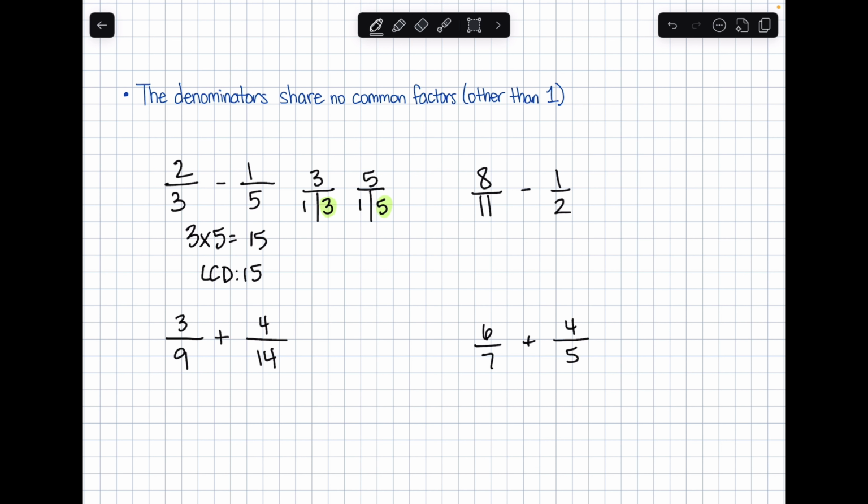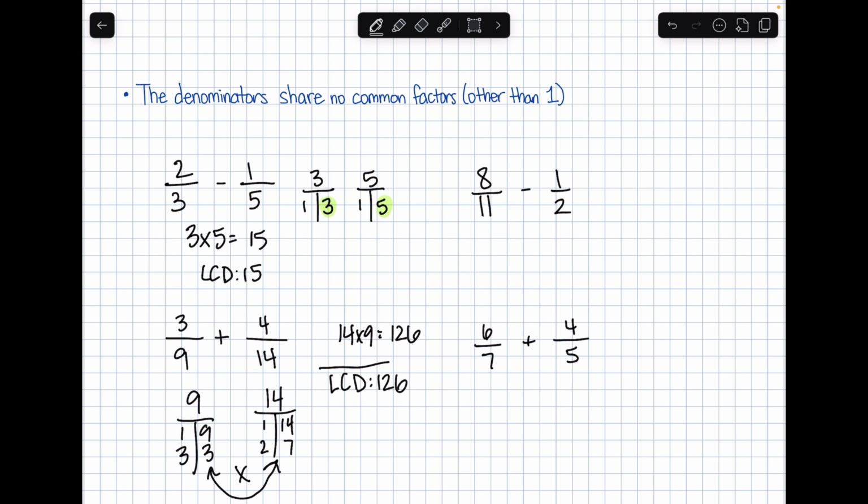For our next one down here, we have 9 and 14. My factors of 9 are 1 and 9 and 3 and 3. My factors of 14 are 1 and 14 and 2 and 7. They don't share any factors in common, so we would just multiply. And 14 times 9 is 126. So our LCD is 126.